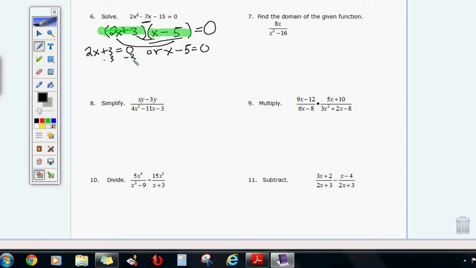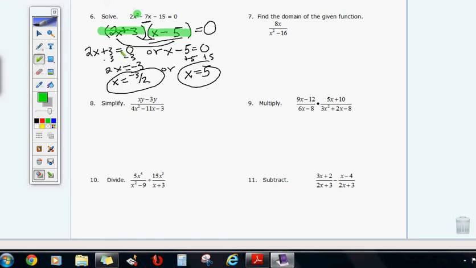Subtract 3 from both sides. 2x is equal to -3. And then divide by 2 on both sides, so x equals -3 halves. Or, when I add 5 to both sides, x equals 5. So those are my two possible answers to this problem. And when we see that quadratic up there, that's when we should start thinking that there could be two answers to a problem.